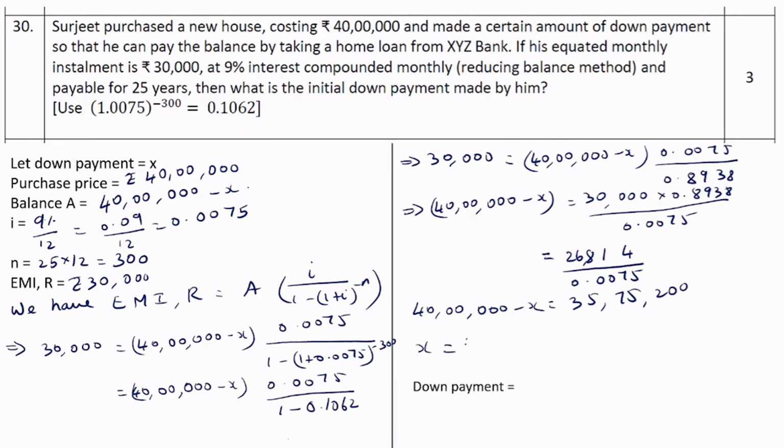So X will be the difference between 40 lakhs and 35,75,200. When we subtract, we get 4,24,800. So the down payment is rupees 4,24,800. This is the down payment. Writing what is given carries 1 mark. Then substituting the values and finding the final answer carries 2 marks.